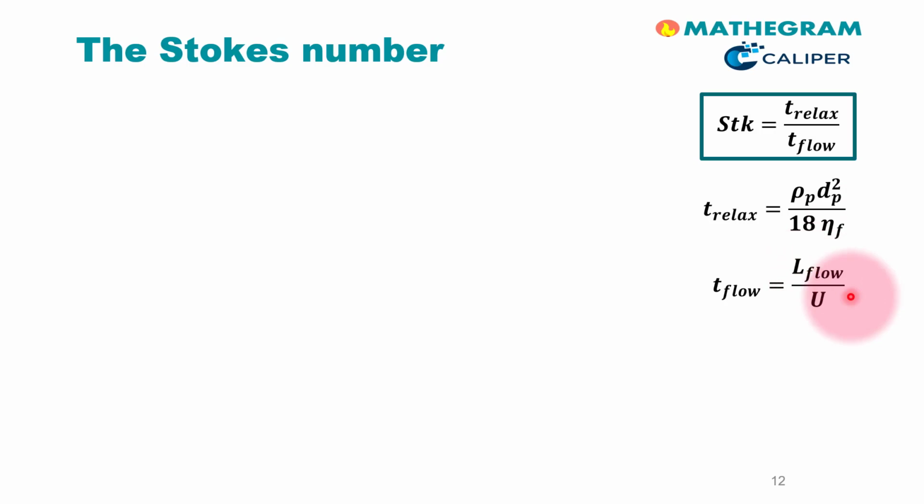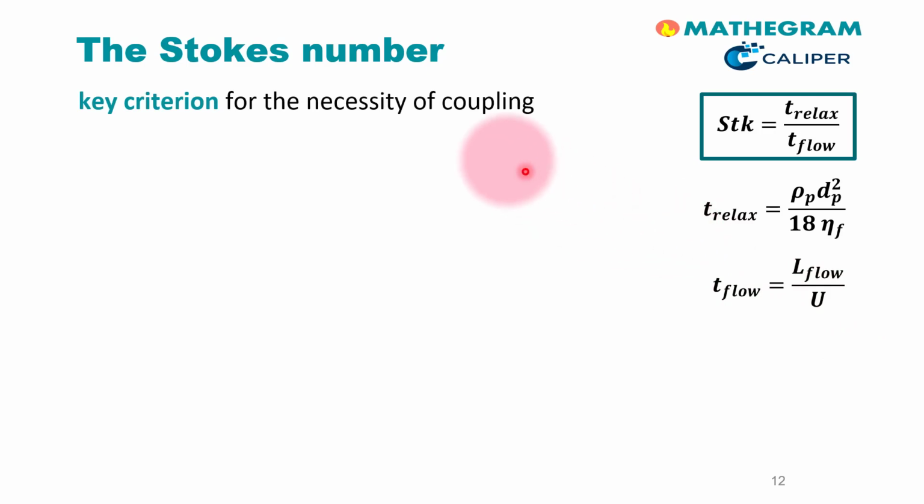It is defined by a length scale of the flow, L-flow, as well as the flow speed U. Defining this flow timescale can be a bit tricky, but some intuition should help us to do this. Once a Stokes number is calculated, we have a powerful quantity in the hand. The reason is that the Stokes number is the key criterion to decide on the necessity of coupling.